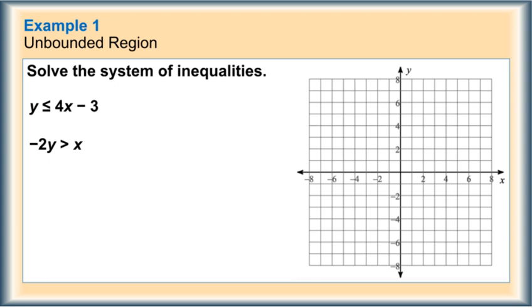For these, when we graph it, we're going to graph them like a linear line, so make sure they're in y equals mx plus b format. So the second one, if I divide by -2, I now have y, instead of greater than, it's less than because I'm dividing by a negative number, -1/2 x.